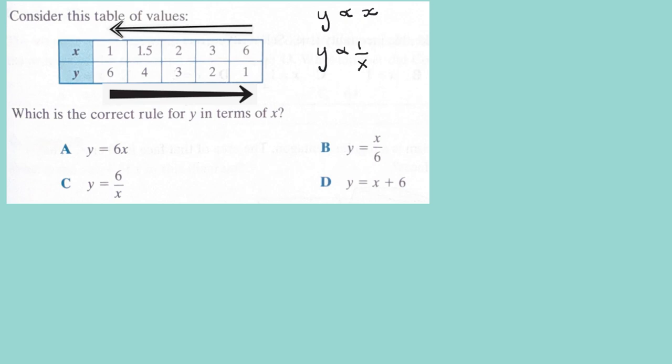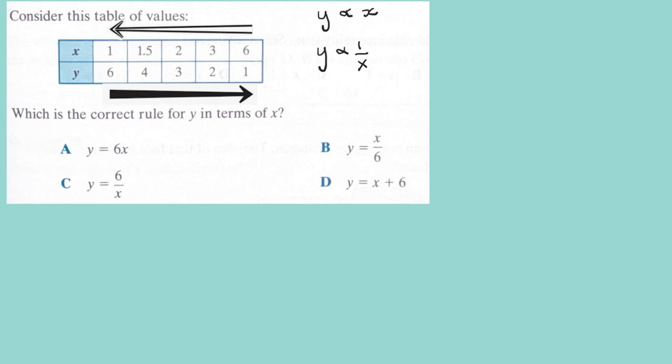The same thing occurs when we look at d. When we make x equal to 1, y is 7. When x is equal to, for instance, 6, y is 12, which is inversely proportional to what we have here. The only equation or rule that shows us the inverse proportion is C, where y is equal to 6 over x. This is what we call an inversely proportional rule.